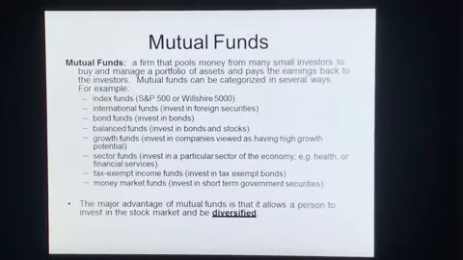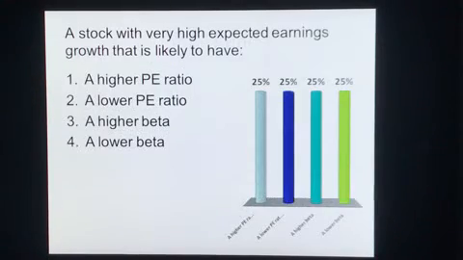Here are some examples of the different mutual funds available. For example, index funds, S&P 500 and Wilshire 5000. International funds invest in foreign securities. Bond funds, balanced funds, sector funds, growth funds. These are different kinds of funds. The major advantage of mutual funds is diversification, because the investment is done in a larger pool, so we can minimize the risk of loss by investing in mutual funds.